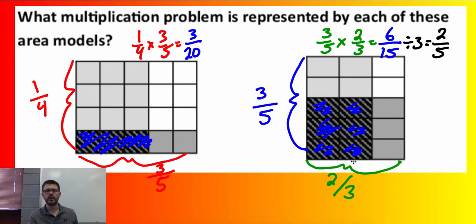All right, so hopefully you got a pretty good handle on using area models to show why multiplying fractions works the way that it does. If not, go back, rewatch an example or two, and see me with questions.